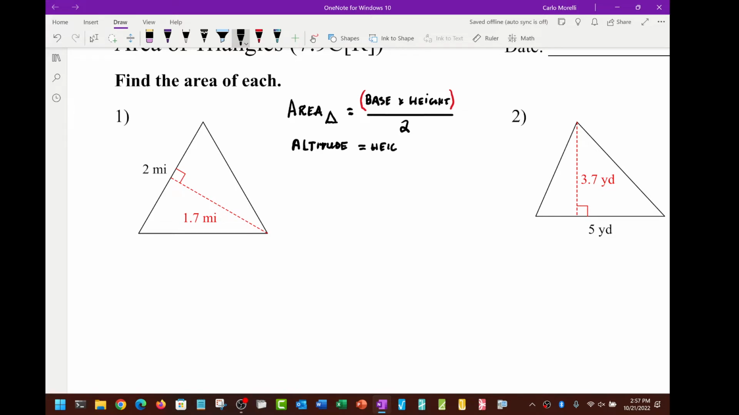All right. And there's just a couple more preliminaries here. A lot of times these triangles are twisted around. Like number one, the base is not the bottom. The way you find the base is you look for this right angle symbol right here, and then that line underneath it is the base. So that's a good way to remember where the base is. Now let's go ahead and do number one.